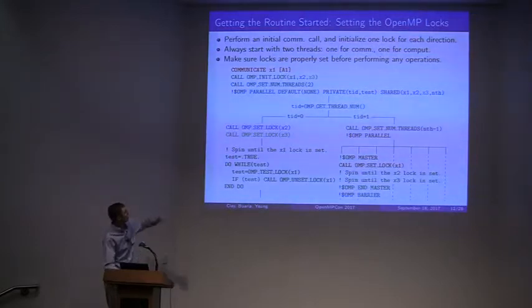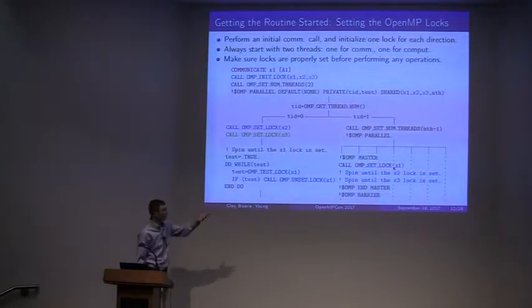To show you how the code gets set up here, we will initialize the locks. We'll always start off with two threads, communication and computation. And the master thread, because we still operate in the MPI thread funneled approach, goes over here, and we need to set the locks in order for the operations to be completed in the right way. So we will try to perform communication calls for X2 and X3 first, while the computation threads will try to set the X1 lock to perform computations for the X1 direction first.